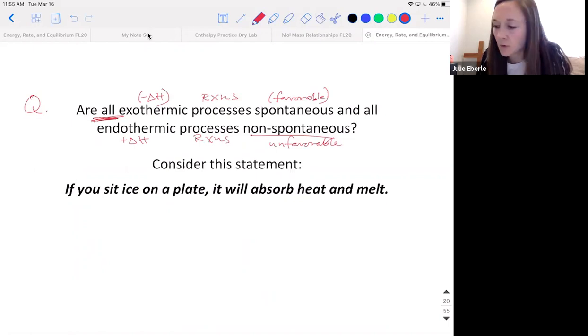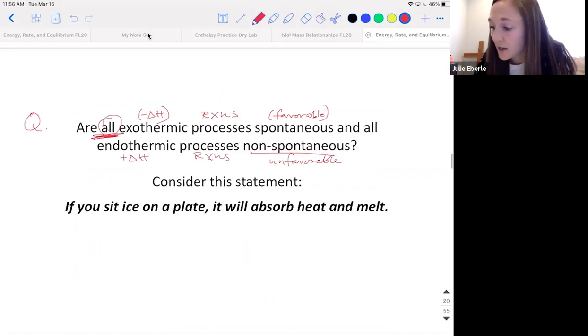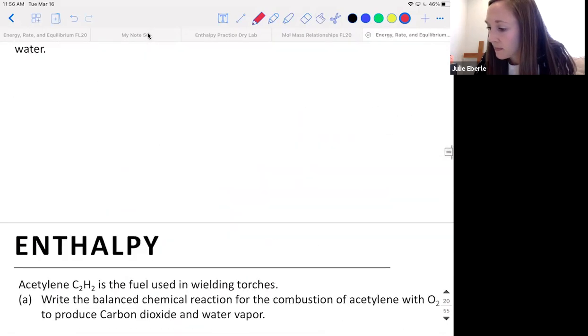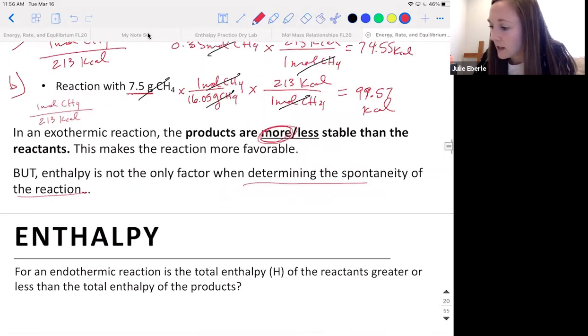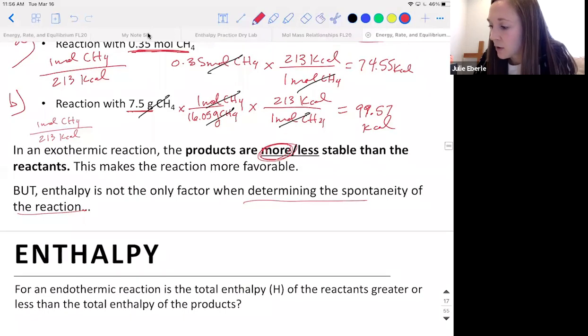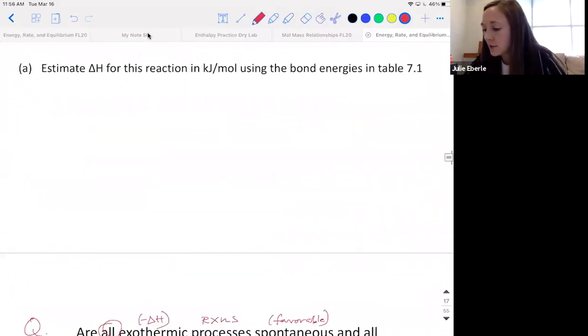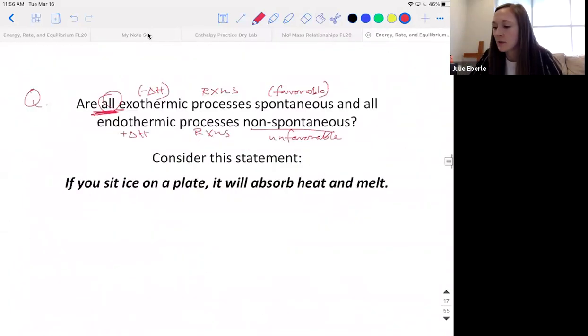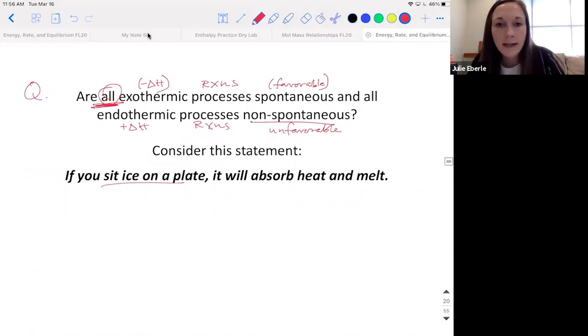Okay, so that's a big question. We're using the word all here. We could say usually, that's what we said up here. In exothermic reactions, the products are more stable and the reactions are more favorable. But can we say always? Well, let's read this statement just below. Consider the statement: if you set ice on a plate, so you take it out of the freezer, you just put it on a plate, it will absorb heat and melt.